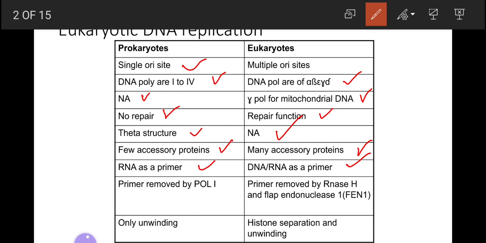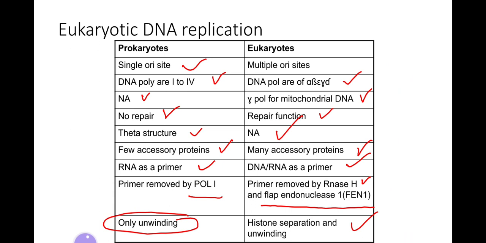In the prokaryotes, the RNA primer is removed by polymerase 1, but in the eukaryotes the primer is removed by RNase H and flap endonuclease 1. In the prokaryotes, as there are no histone proteins, only unwinding will be needed in order to initiate the DNA replication. But in the eukaryotes, first the histones will be separated, and after the unwinding, then the eukaryotic DNA replication will be started.